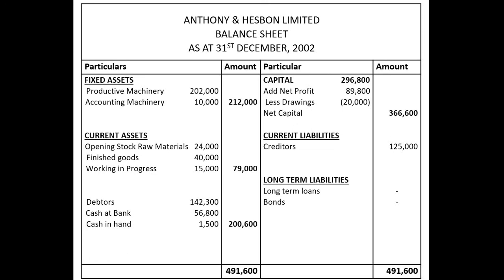We had current liabilities such as creditors, which amounted to 125,000. We were never given any long-term liabilities, but if given, they should be added to the net capital. So we'll only add our net capital to that of current liabilities, which is 125,000, and the two sum up to 491,600.